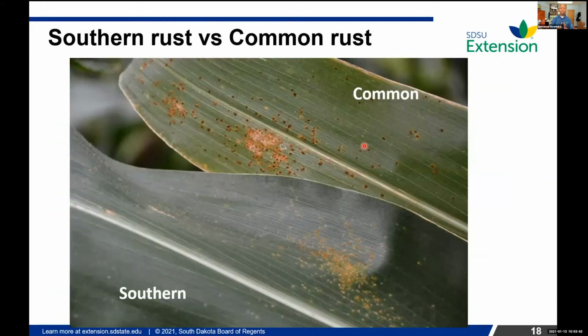Now, when it comes to managing southern rust, it's a matter of scouting, keeping an eye on the radar to see if southern rust is in the region. We do have a tracking tool where you can log on and subscribe and you get updates on southern rust, but it can be severe and it can cause seed loss.